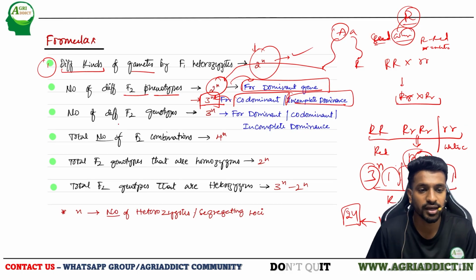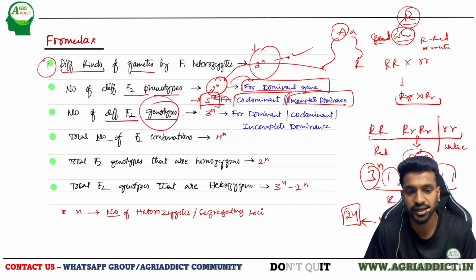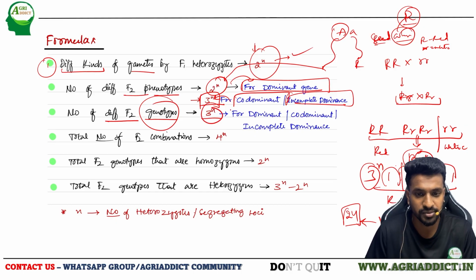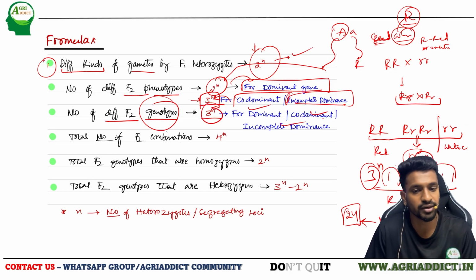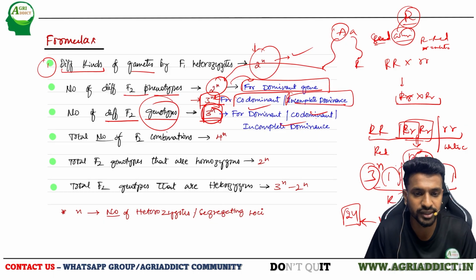Okay. Next, the number of different F2 genotypes. But the case is different in case of genotypes. For the genotypes, whether it is dominant, codominant, or incomplete dominant, in all the cases the genotype is not changing. Even in incomplete and codominance, you are seeing that the phenotype is changing, converted into pink, but the genotype is the same. It is the same capital R and small r that is giving the different phenotype. That is why in all three cases, the formula would be 3 power n.